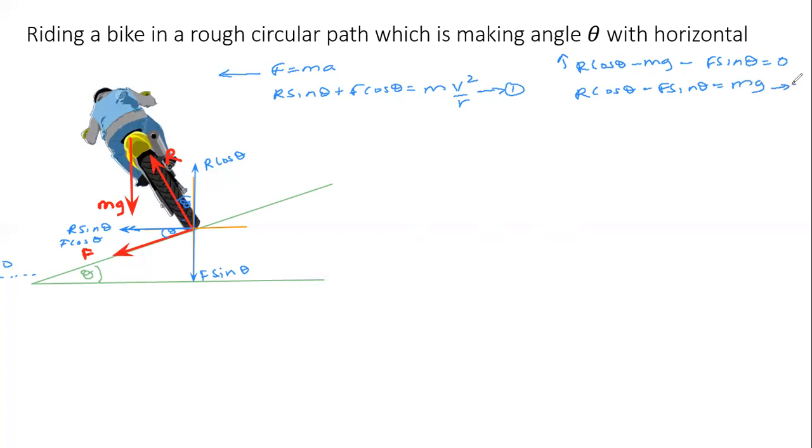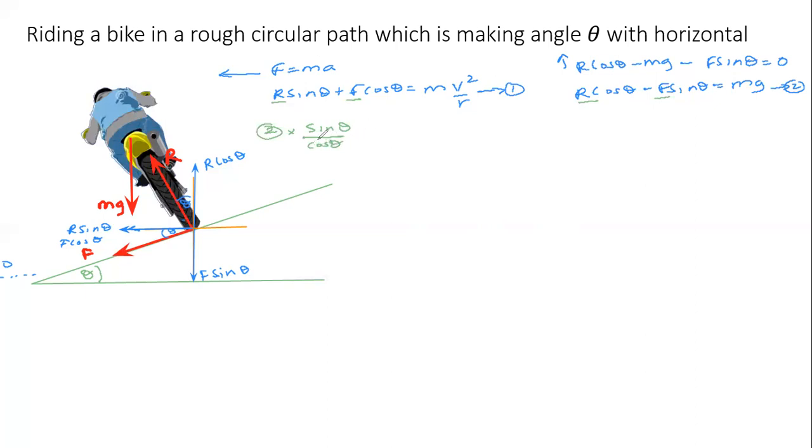So this is equation number 2. We have two equations, equation number 1 and 2, and two unknown variables, R and f. Two unknowns, two simultaneous equations. So now we can solve this, right? To solve this, I'm going to equate the coefficients. I'm going to take equation number 2 and multiply it with sin theta divided by cos theta.